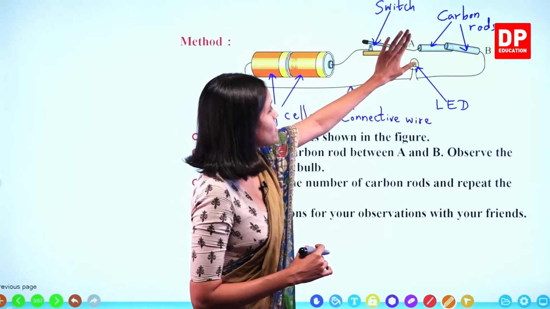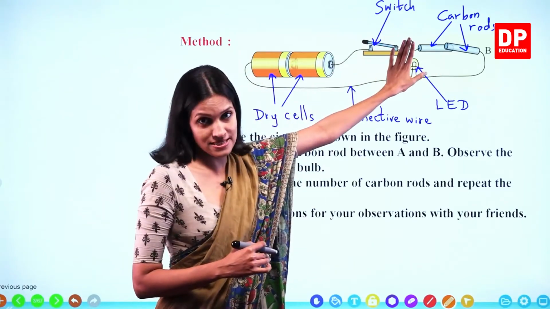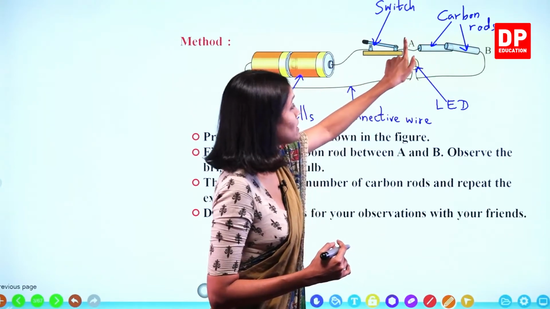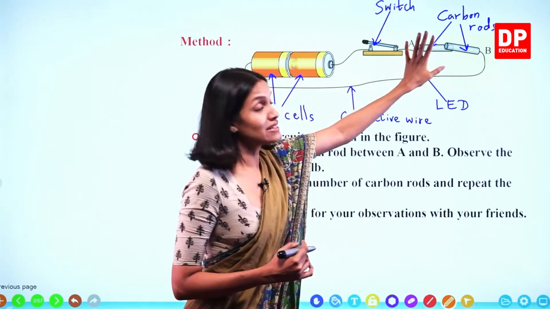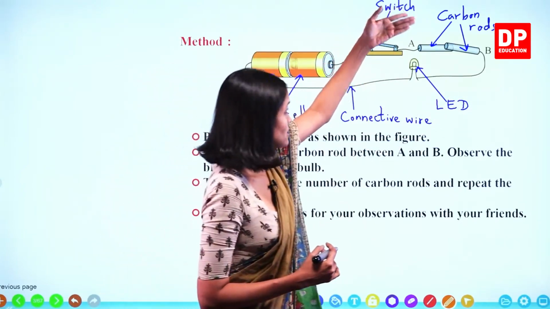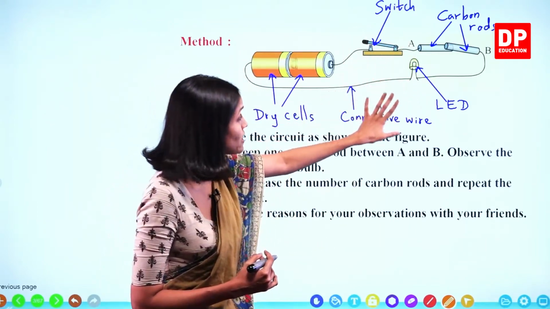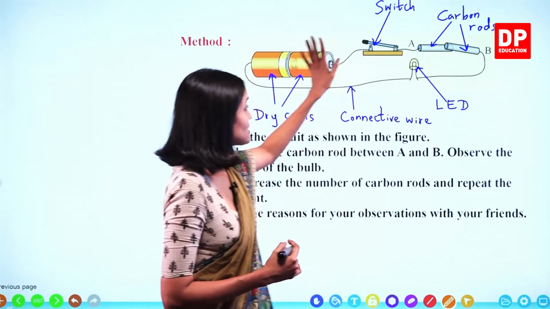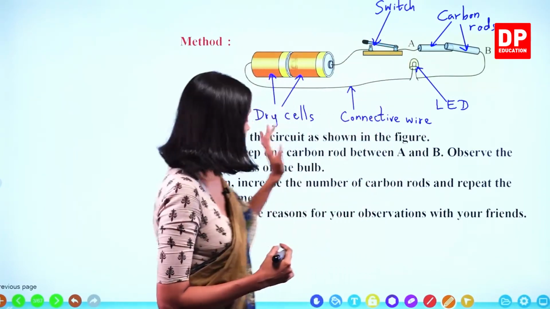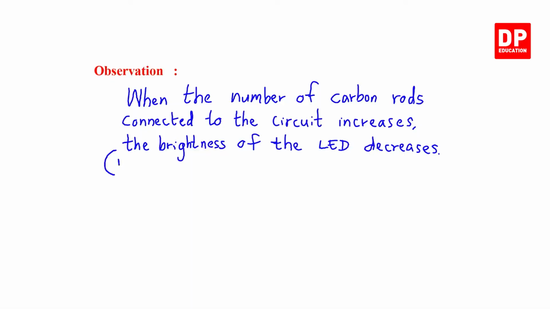Here, when there are no carbon rods, the length of the conductors is less, right? Reduced. By increasing the number of carbon rods between A and B, you can increase the length of the conductors. So what happens by increasing the number of carbon rods? The brightness of the LED reduces, which means when the length of the conductors increases, the brightness of the bulb reduces. Okay? We'll write that as well. We'll write it within brackets.